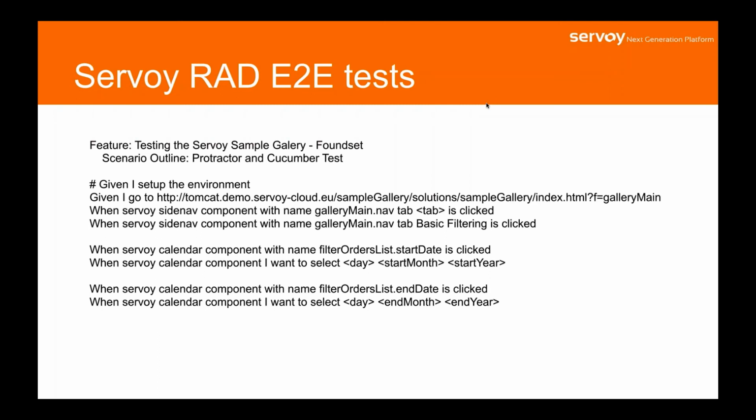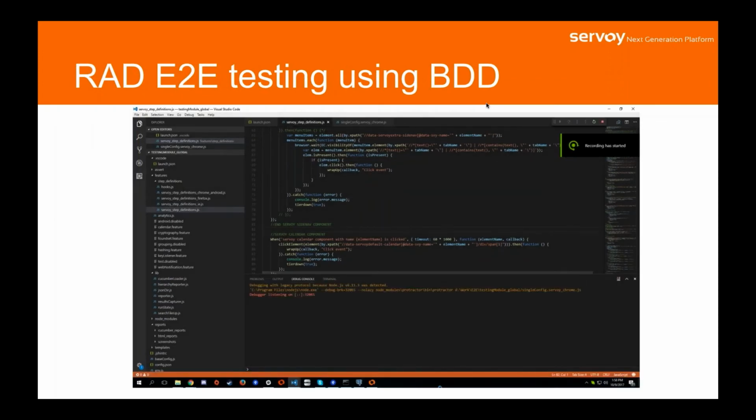So this is the high-level language. There's no real technology involved. You need to know a little bit about what the names of components are. So here it says, for instance, gallery main.nav, which is the name of a component. Now I can show you a short movie of what that looks like. Is it running? Yeah, it's running.